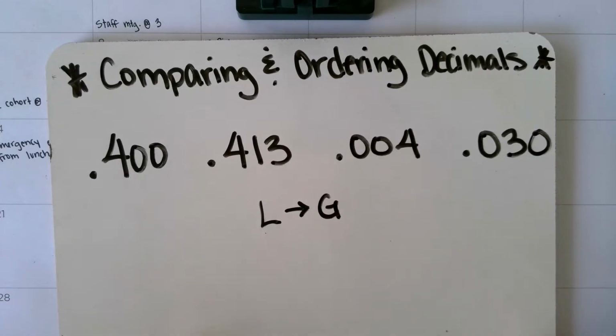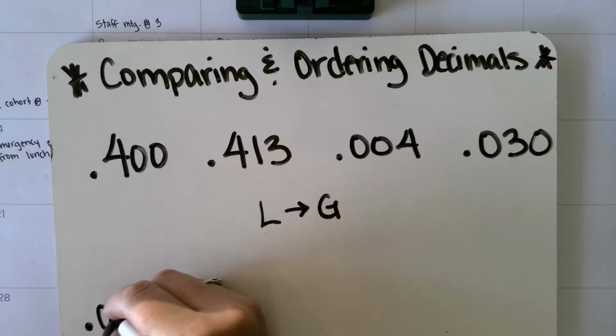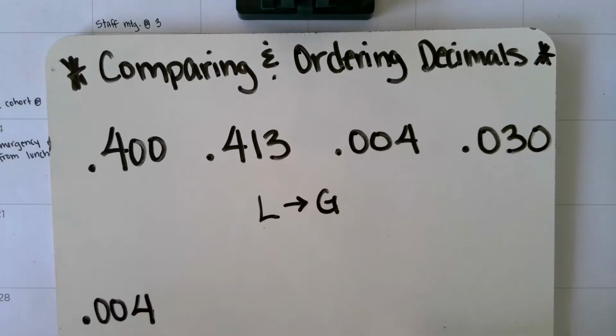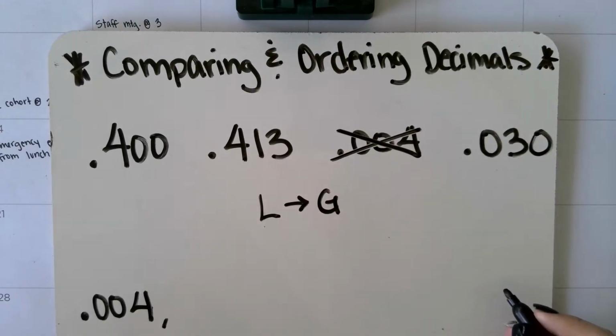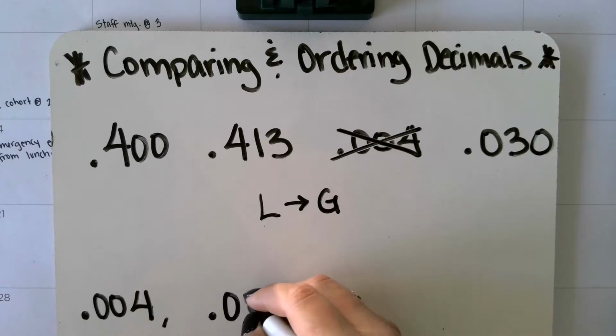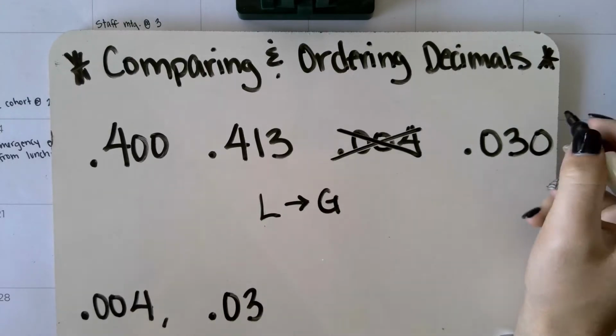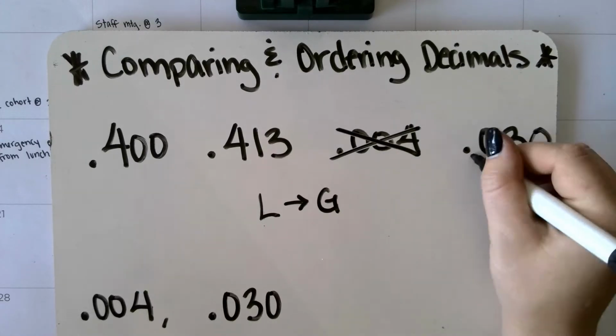Out of those, 4 is the smallest, so my 4 thousandths is going to be the smallest decimal. Then my next smallest number is 30, so 3 tenths, or they could add a 0 there too, 30 thousandths is the next smallest.